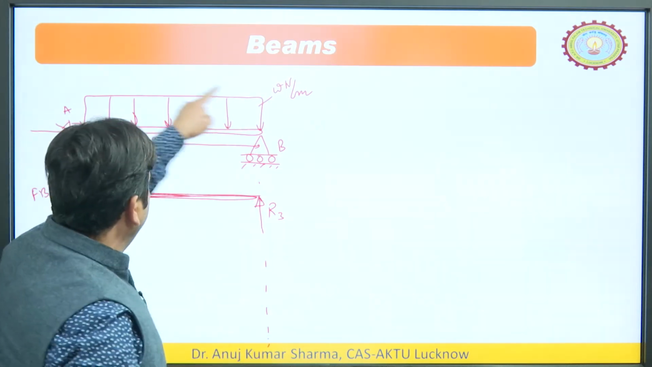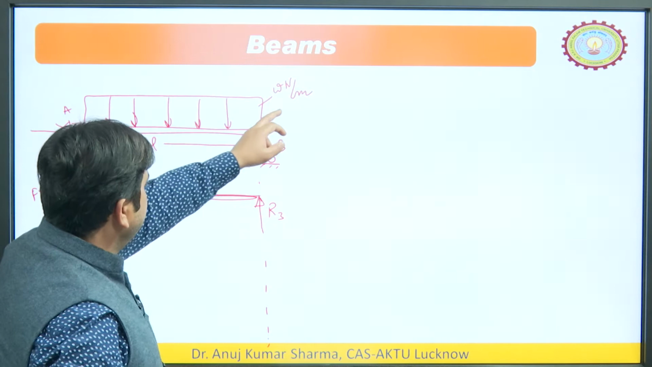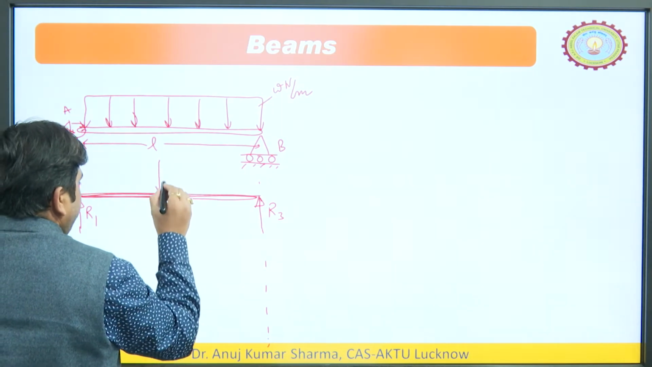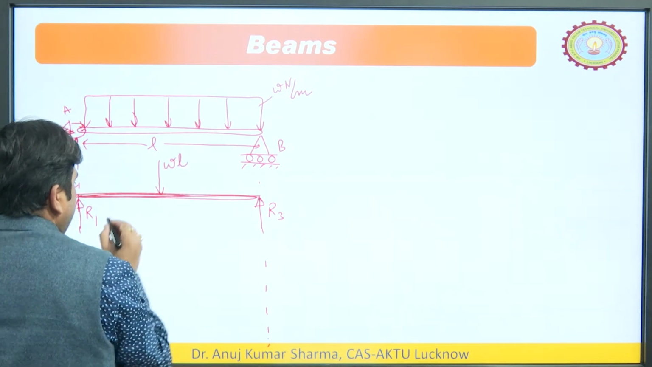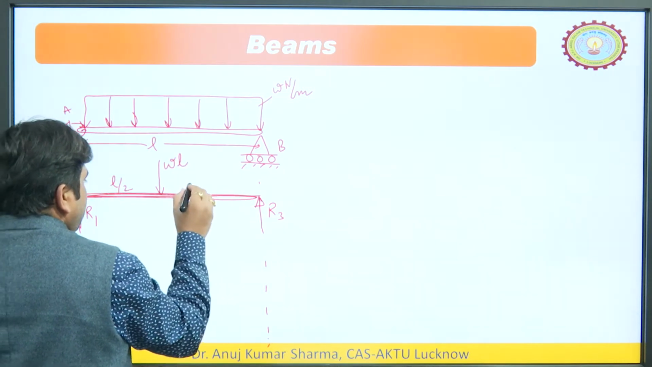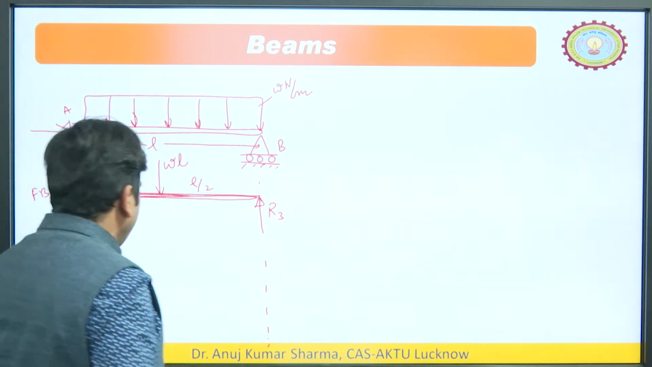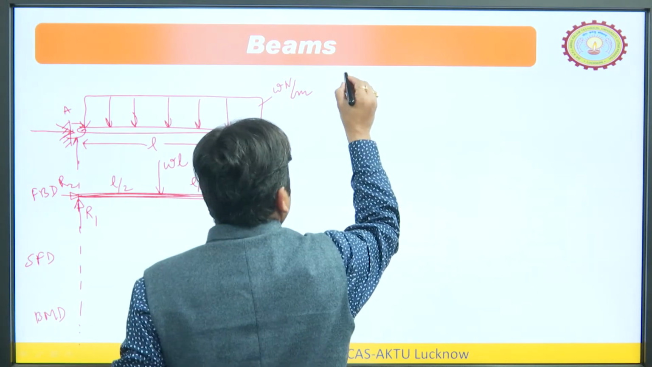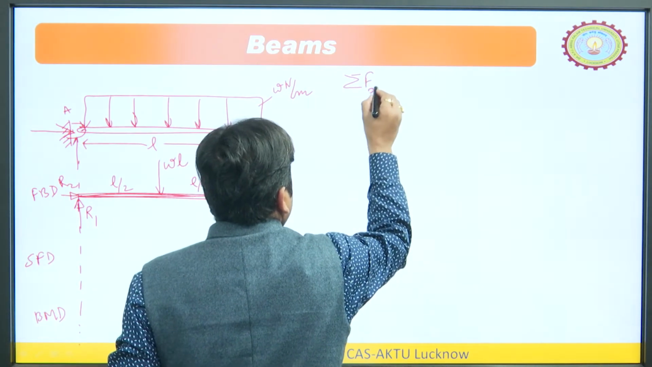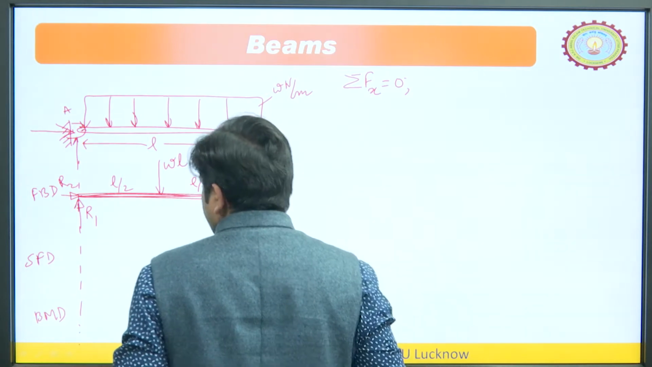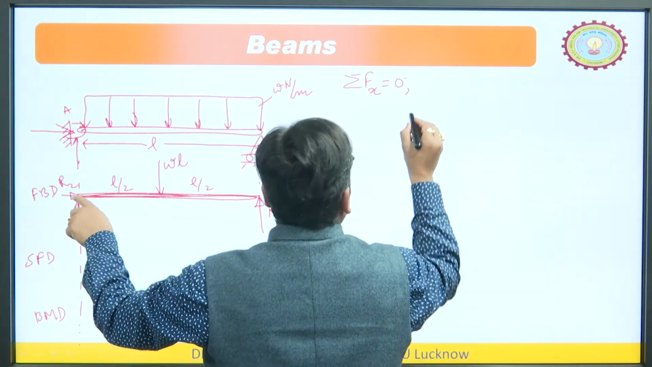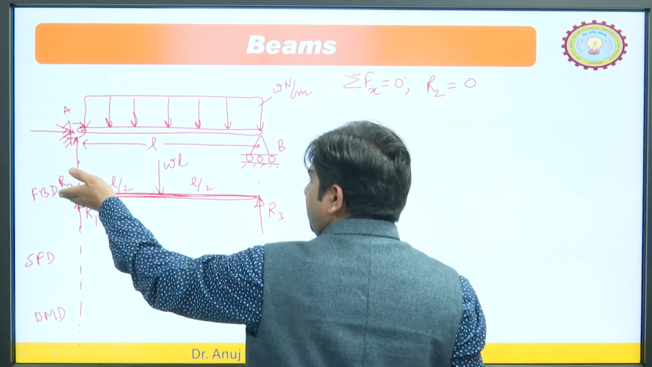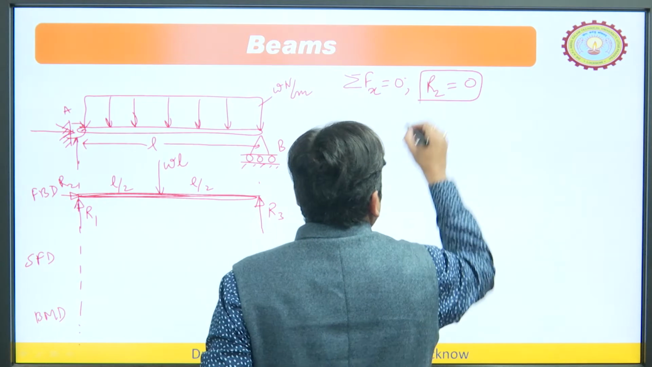Now, you have to remove this UDL. Where can we apply it? The intensity of this UDL will be W into L, and it will act at the midpoint, that is L by 2, L by 2. Now you can apply the equations of equilibrium. Sigma F x equals 0. What will you get? Sigma F x means R 2 equals 0, simply and straightforwardly. We do not have any horizontal force except R 2, so R 2 would definitely be 0.